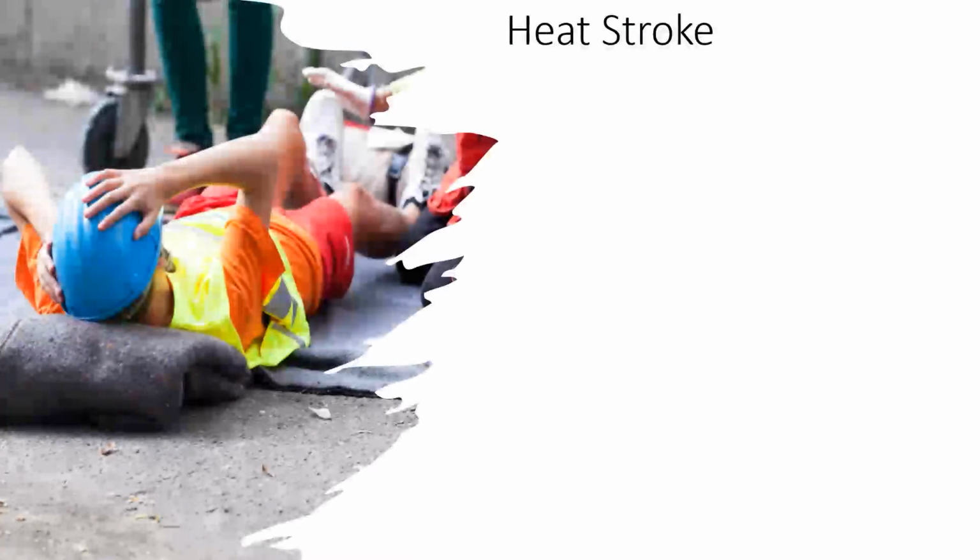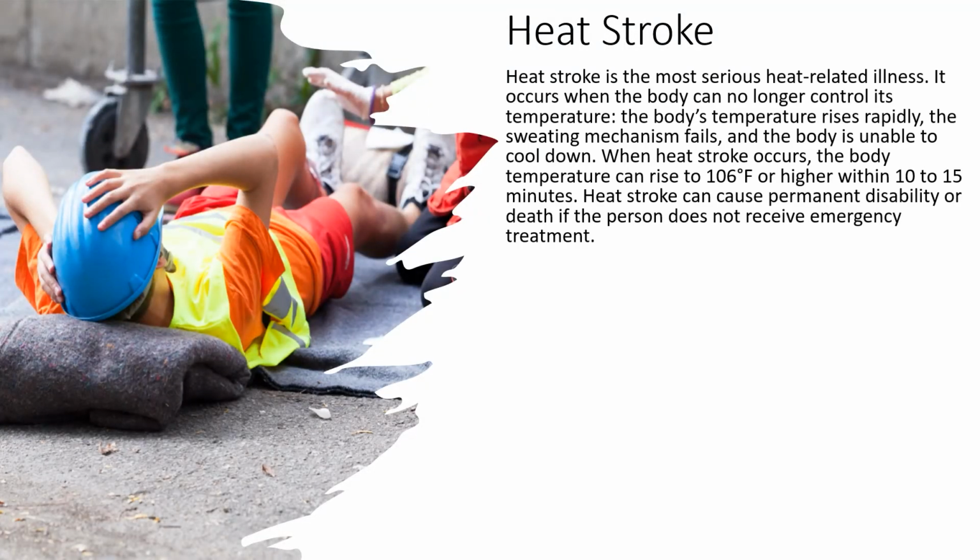Heat stroke. Heat stroke is the most serious heat-related illness. It occurs when the body can no longer control its temperature. The body's temperature rises rapidly, the sweating mechanisms fail, and the body is unable to cool down. When heat stroke occurs, the body temperature can rise to 106 degrees Fahrenheit or higher within 10 to 15 minutes. Heat stroke can cause permanent disability or death if the person does not receive emergency treatment.